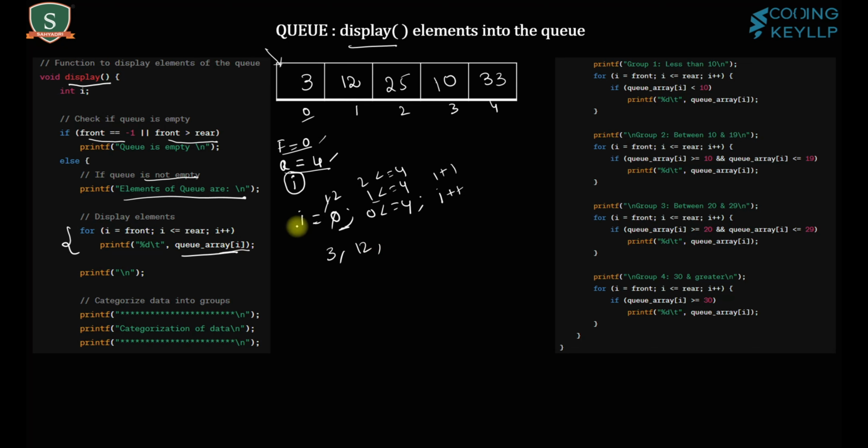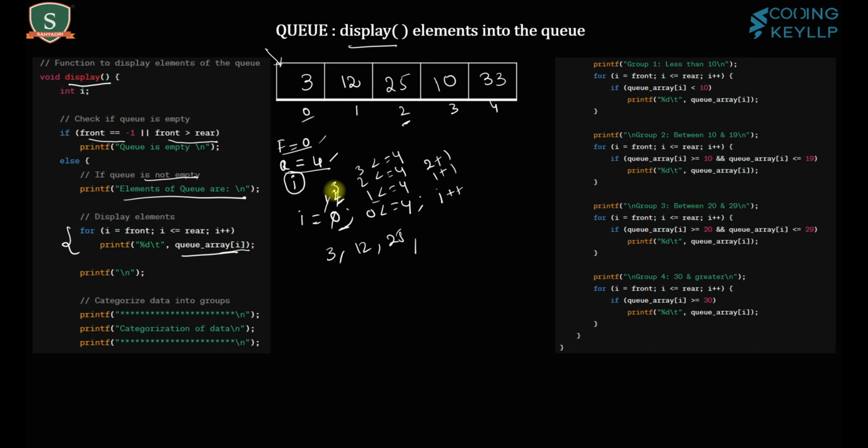Q array of I. What is the I value? 2. So what is there in the second index position? 25. 25 will be printed. 1 plus 2 plus 1 becomes 3. So 3 is less than or equal to 4. Now this condition is also successful.